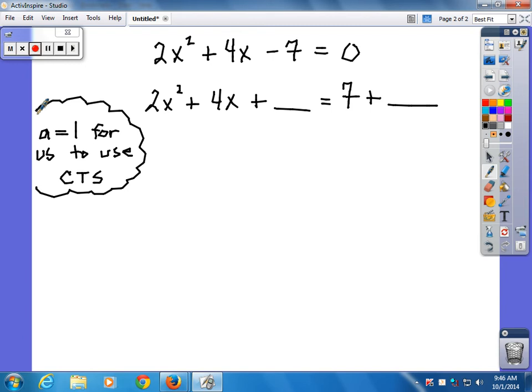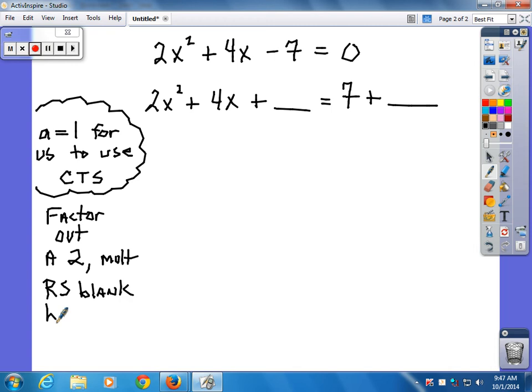So what do you do to get 2 equal to 1? Factor out a 2. In this problem, you're going to factor out a 2. Multiply the right side blank by 2. Whatever you factor out, you have to multiply the right side blank by 2. Don't ask why, because it's more confusing than it is to remember.